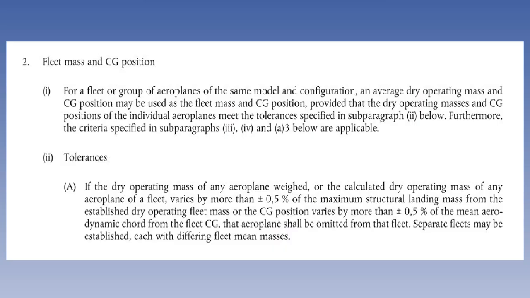The term fleet value was used in an earlier lesson, so let us now look at the definition. For a group of aeroplanes of the same model and configuration, an average dry operating mass and centre of gravity position may be used. This is known as the fleet value, and is used for each aeroplane in that fleet and not its individual value. To be part of the fleet value, individual aeroplanes must meet certain tolerances. We are not required to learn the tolerances, but they can be found in EU Ops 1.